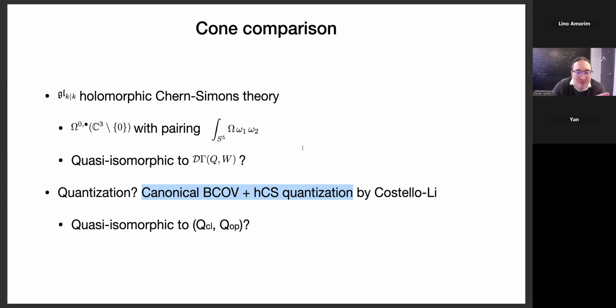But when you say quantization, you mean some physics procedure. You mentioned counter terms. Costello-Lee. It's a math procedure, it's not a physics procedure. I mean mathematically, all right.